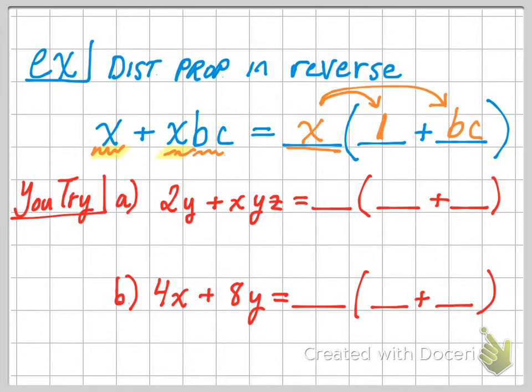So now, again, I'd like you to pause the video and give these You Try examples your best shot. I know this is something new, but the idea is you're trying to figure out what variable or number needs to go in the blank on the outside of the parentheses, and then what does it get multiplied into on the inside of the parentheses.